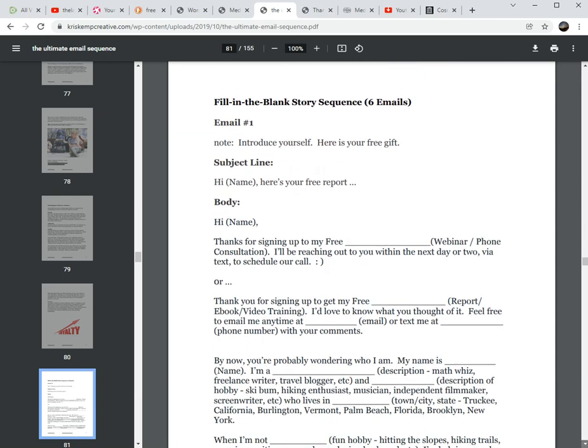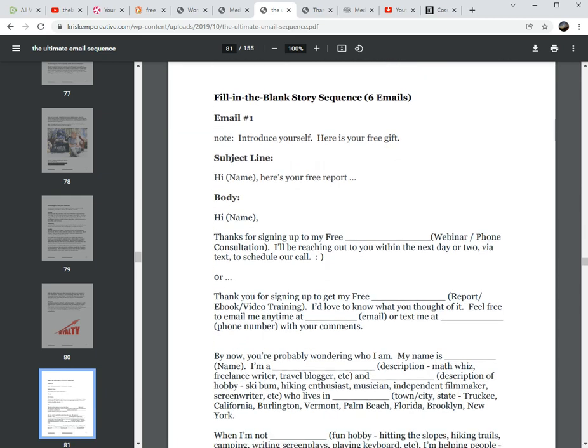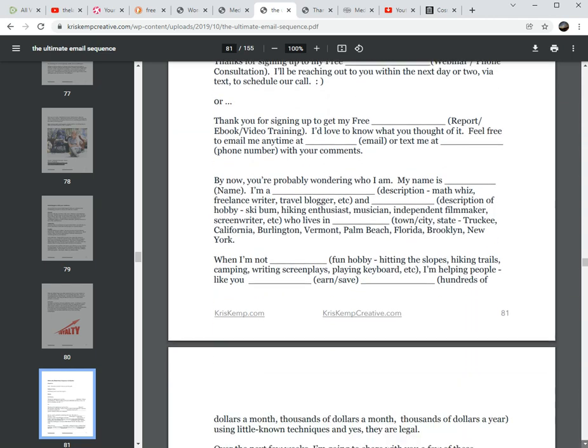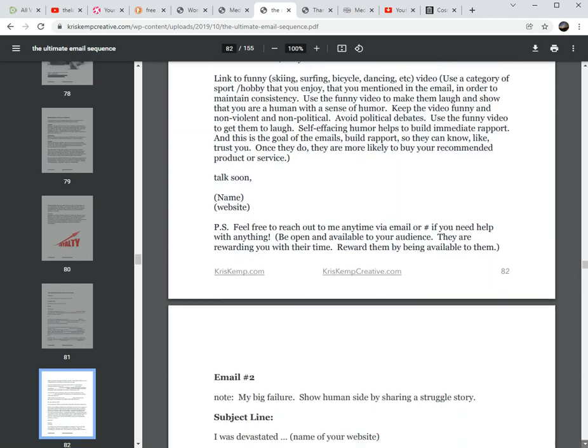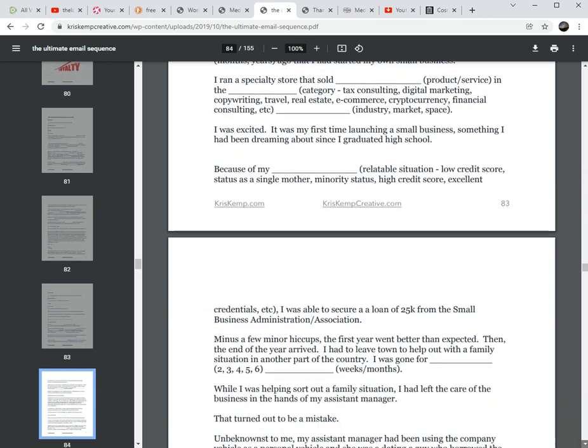On page 81 of the Ultimate Email Marketing Sequence Template Blueprint, we have a fill-in-the-blank story sequence of 6 emails. You can get the ebook at flipfloortoland.ebookbundle.com and also makethisreview.com. This is a fill-in-the-blank story sequence, which you can use to fill in the blanks, making it easier for you to write a 6-letter email sequence.